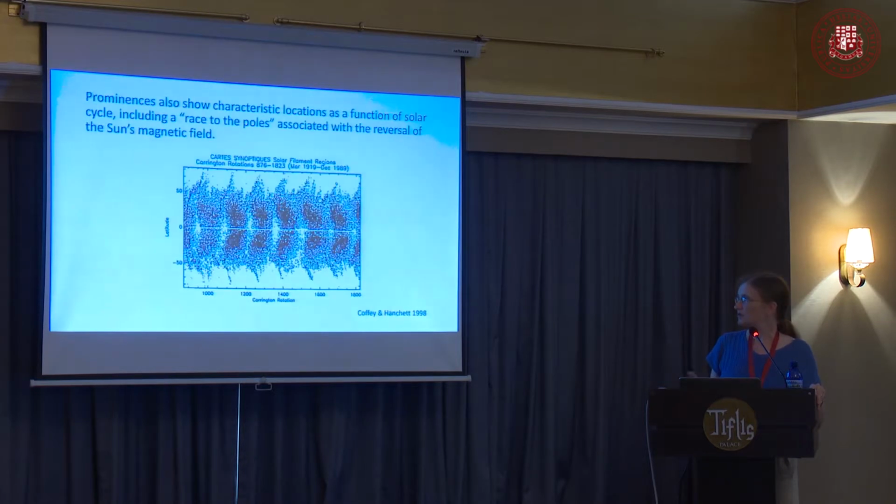Also, filament channels have certain patterns that they fulfill over the solar cycle. In general, prominences that are occurring in and around active regions show the standard butterfly diagram type structure that you can see here, but also the ones that are near the poles will exhibit this sort of race to the poles phenomenon that you see that's used as a marker of the reversal of the sun's magnetic field. So again, the prominence and again, the magnetic fields in the channels are associated with these global structural events.